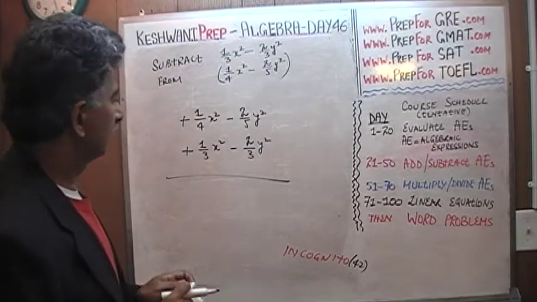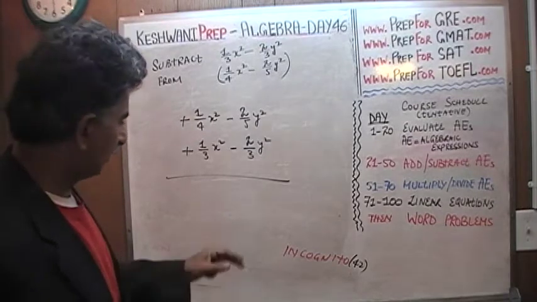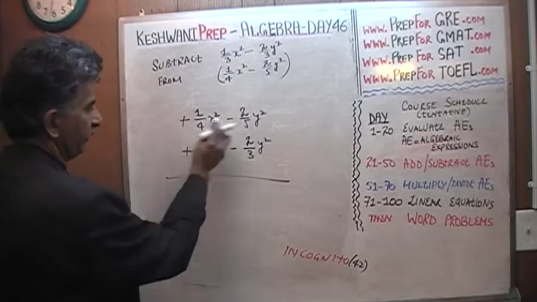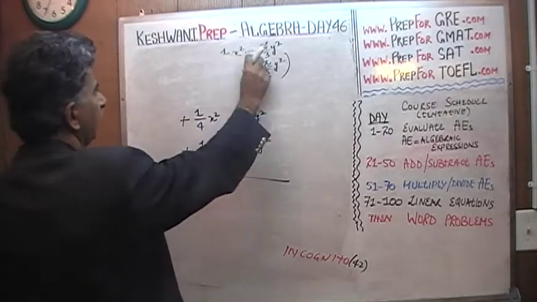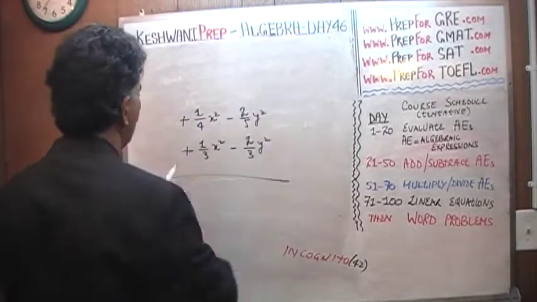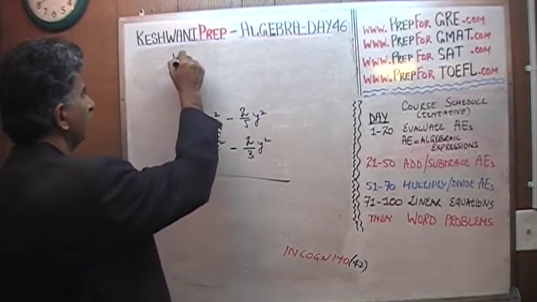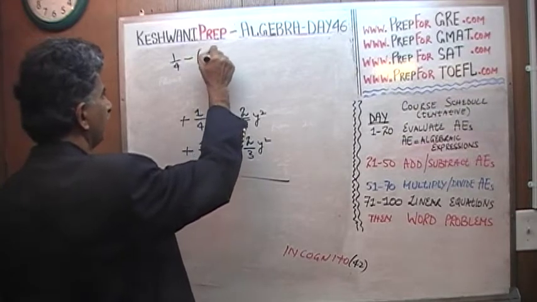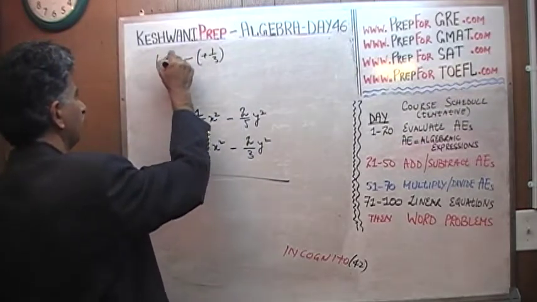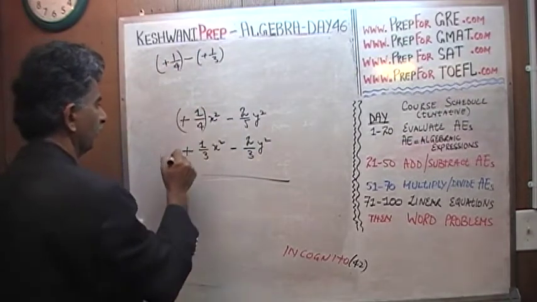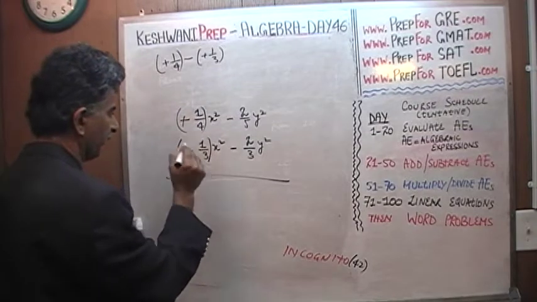I need the room, so I'm going to erase the top part to continue. I don't want to continue the bottom here. So we already set it up. I need the room, so I'm going to erase this part now. So now all we have to do is take our 1/4 and subtract from it the positive 1/3. This is positive 1/4 right here, and subtract from it this positive 1/3.